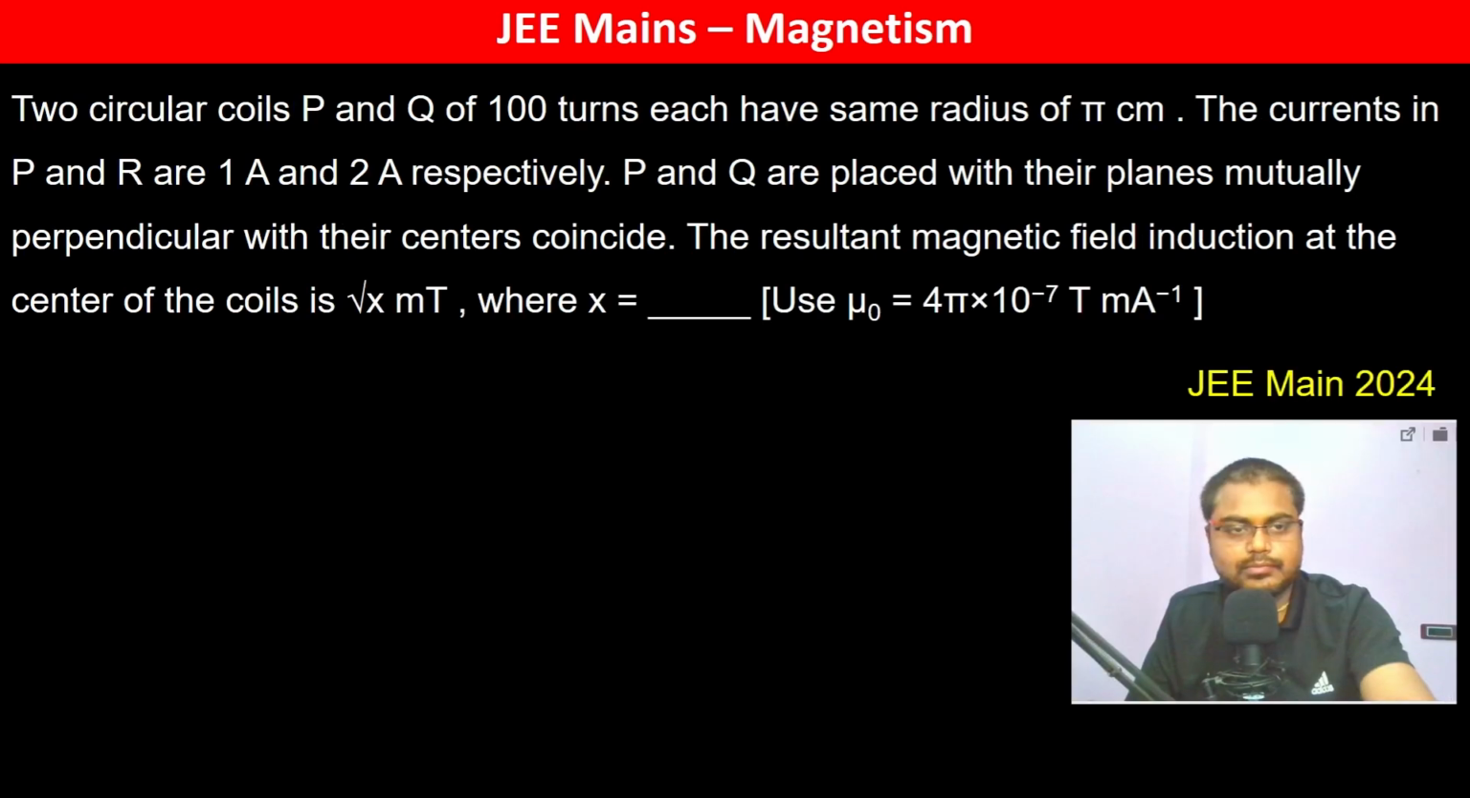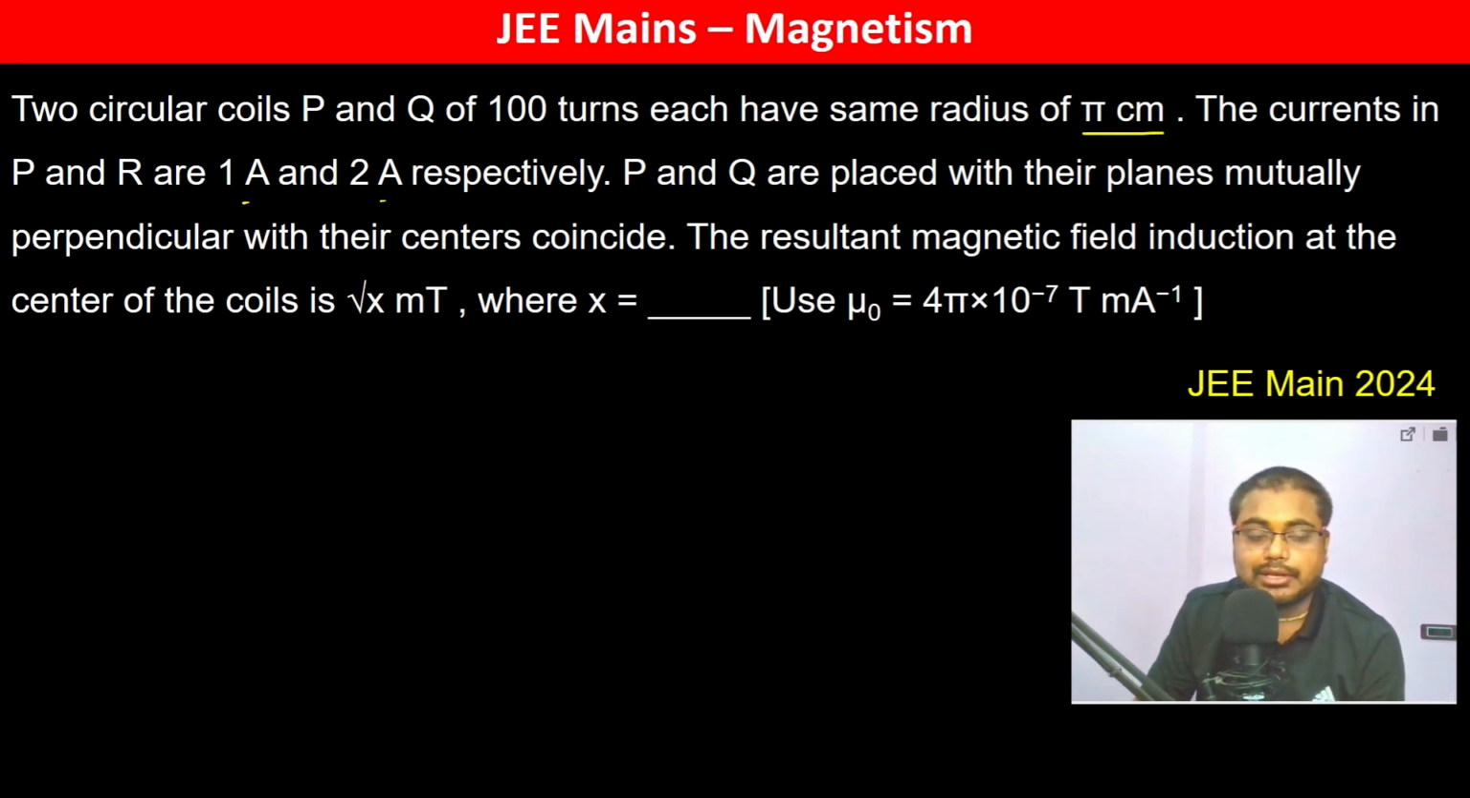Two circular coils P and Q of 100 turns each have the same radius of pi centimeter. The currents in P and Q are 1 and 2 ampere respectively. P and Q are placed with their planes mutually perpendicular with the centers coinciding. Okay, now P and Q are mutually perpendicular and their centers coincide.